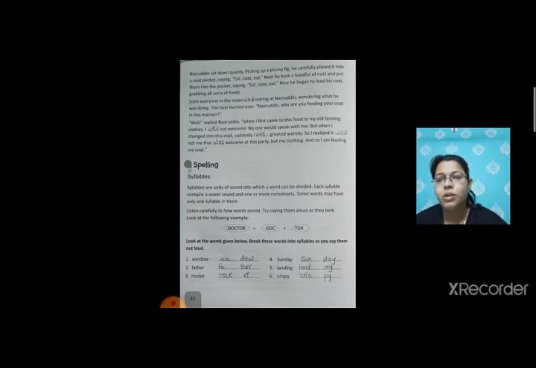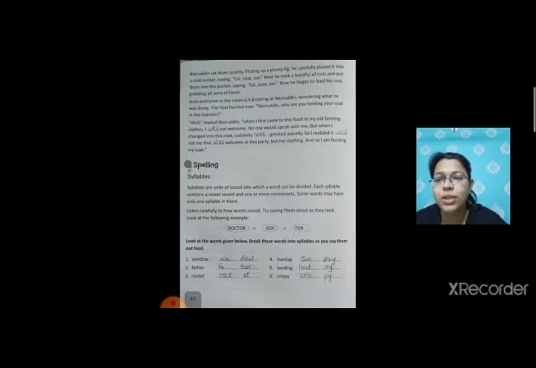Third one, rocket. Here also you can divide it into two parts, that is rock and et. Fourth one is Sunday. When you break it into two, you can hear two syllables, that is sun, day. Fifth one, landing. Here, when you divide it into two parts, you can hear two syllables, that is land, ing. Sound of vowel A and sound of vowel I.